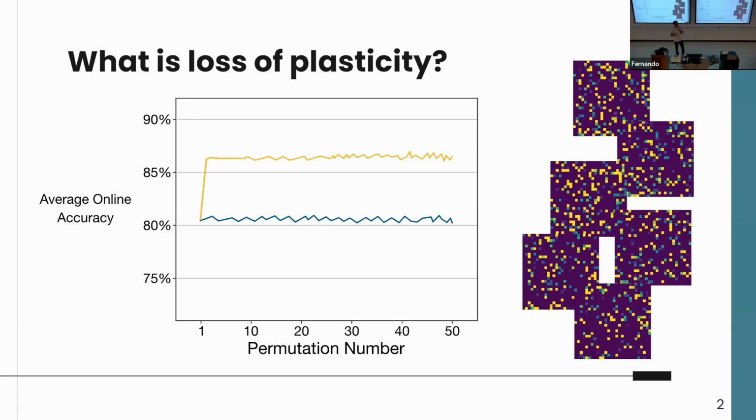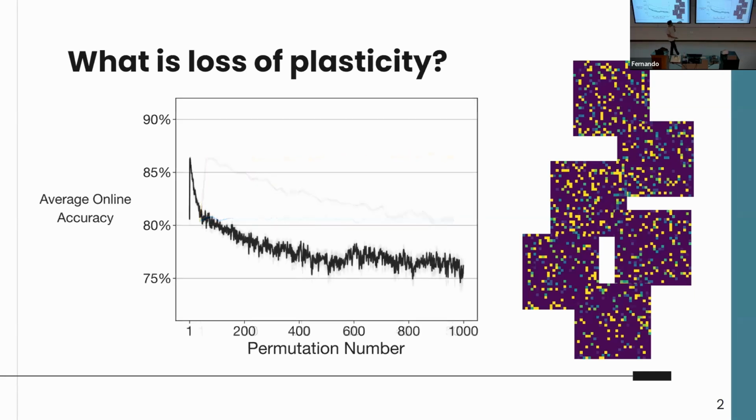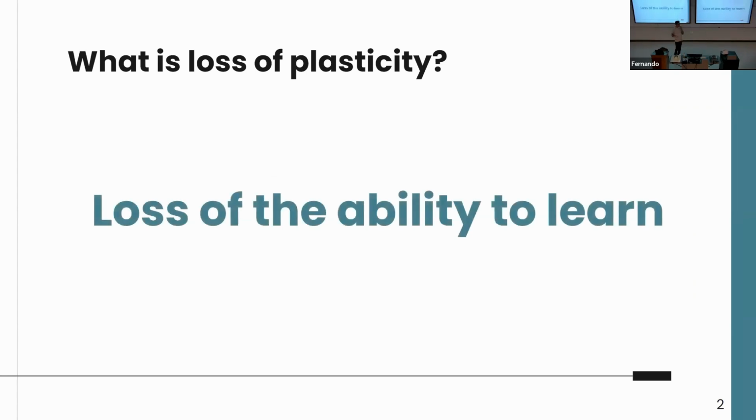However, if we actually run this experiment with a neural network, what we observe is something like this, where the network does improve performance after a few permutations, but after a while, it starts losing performance. And the problem is actually much more severe because if we increase the number of permutations, we observe something like this, where initially it achieves really good performance after a few permutations, but at the end, it loses about 10% accuracy compared to the beginning. And this is exactly the problem of loss of plasticity, the loss of the ability to learn in neural networks.